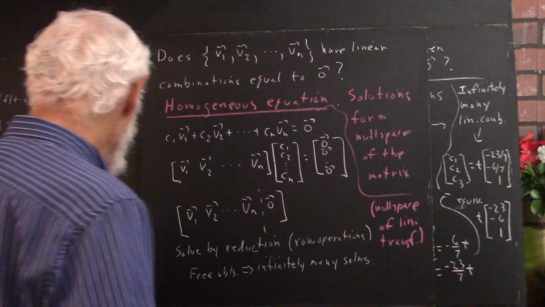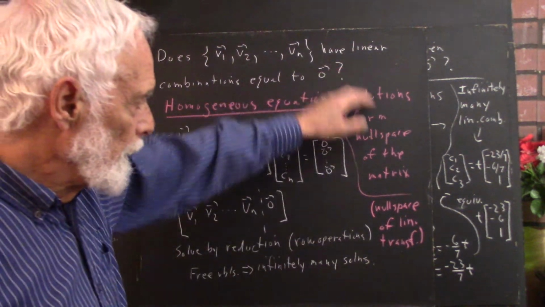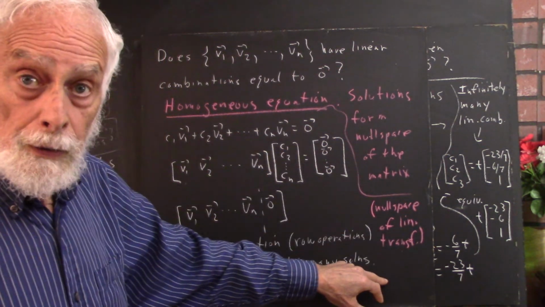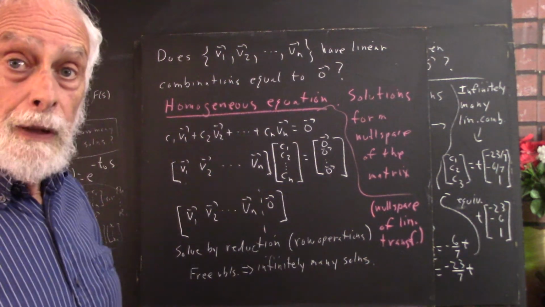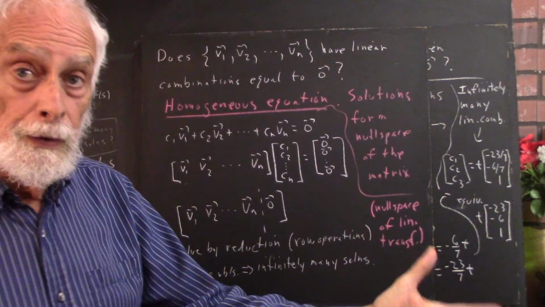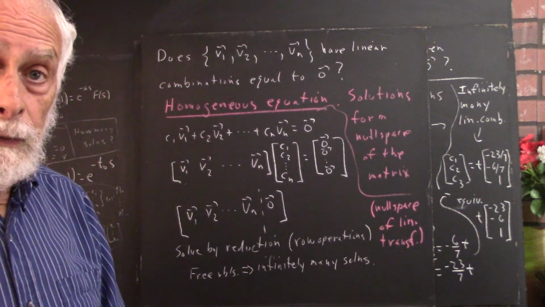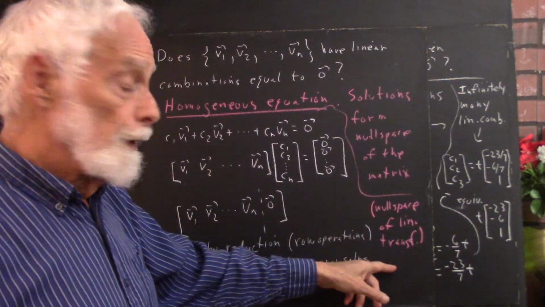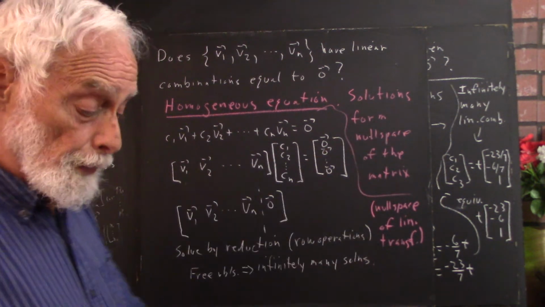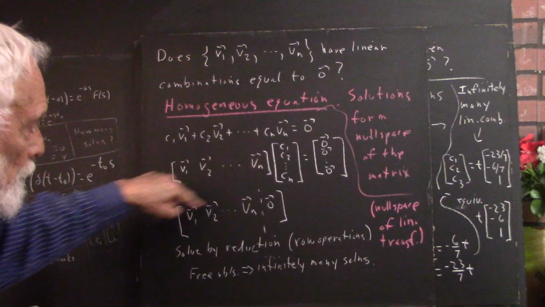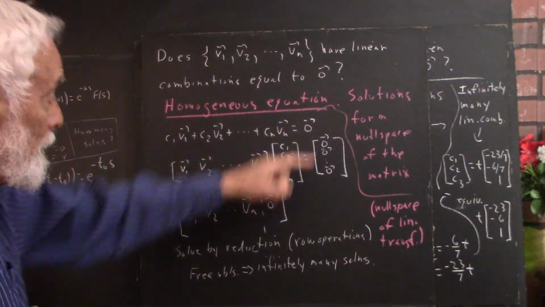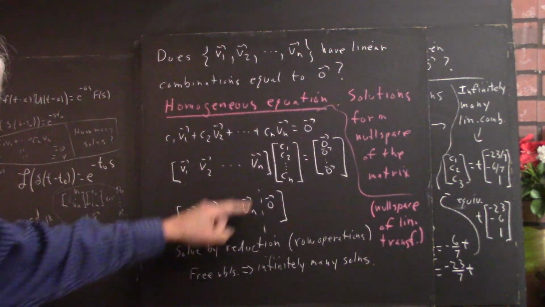Put that in parentheses because we can do the null space of the matrix before we do the null space of the linear transformation. But if you know about linear transformations, then you know that linear transformations can be represented by matrices, and the null space of the linear transformation corresponds to the null space of the matrix, which corresponds to the solutions of this equation generally obtained by reducing the matrix.